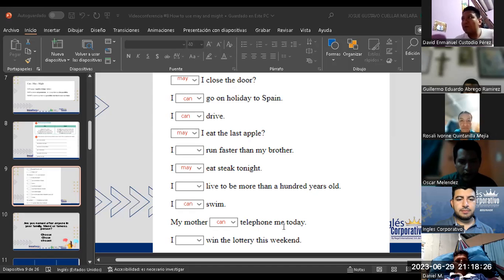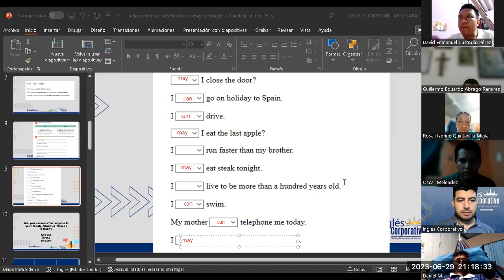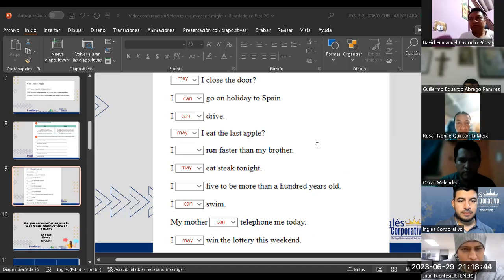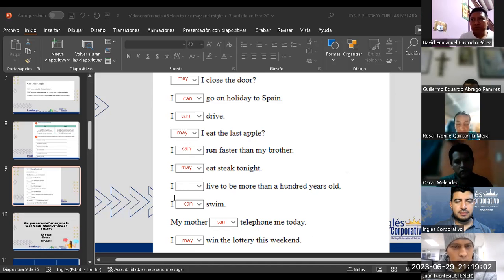Number 10. I may win the lottery this weekend. Okay. Thank you. Who else? John, and then we go with Susie. Okay, I try. I can run faster than my brother. Yeah, that's an ability. Susie, can you help us with number seven, I guess? Seven. I may live to be more than 100 years old. Okay, maybe it's possible. I don't know. How possible could it be? But okay, let's say yes.